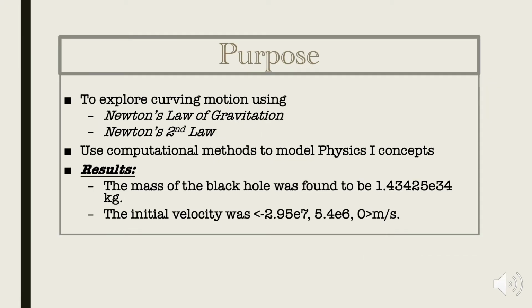The purpose of this lab is to explore curving motion using Newton's law of gravitation and Newton's second law, and we're going to use computational methods to model these concepts. From this, the results were that the mass was found to be roughly 1.4 times 10^34 kilograms, and the initial velocity was <-2.95e7, 5.4e6, 0>.